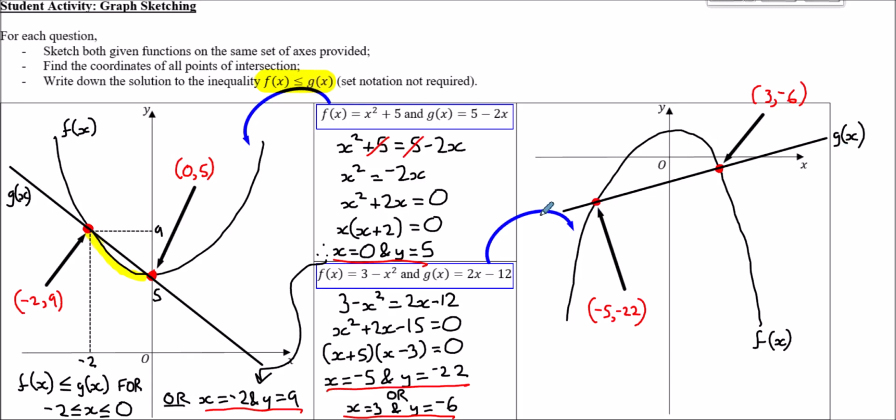And now what we need to do is to work out whereabouts f of x is less than g of x. Where the curve f of x is less than g of x. So where is this curve below the straight line? Well, this curve is below the straight line for this region here, and for this region here.